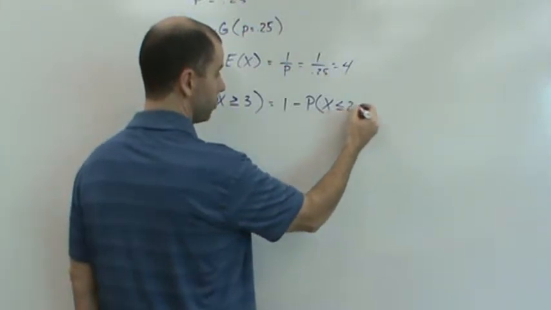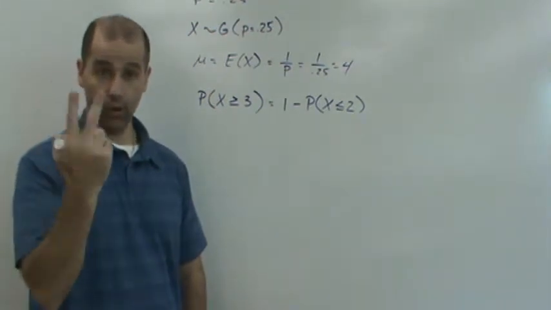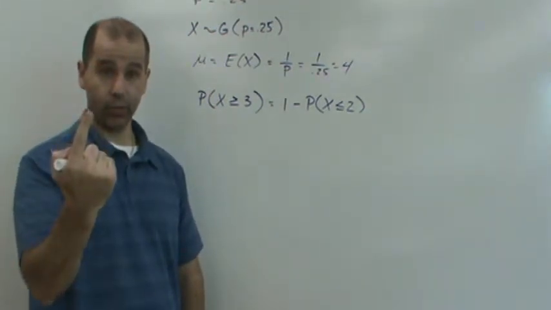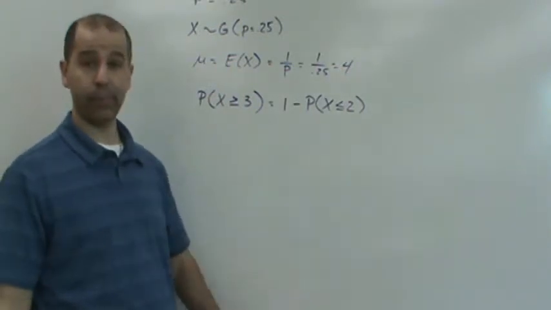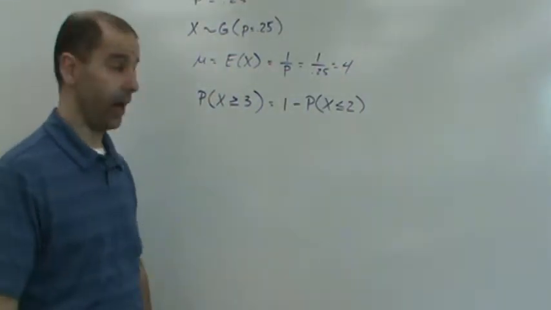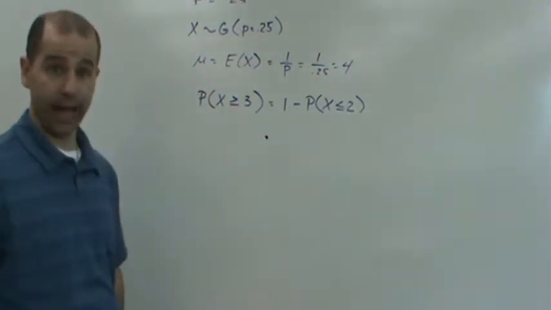Or less than or equal to 2, right? Now, how many probabilities do we have to figure out? Only 2. The probability of x equals 1 and the probability of x equals 2. And then all we have to do is subtract that probability from 1, and we're done. So now, this is another example where the complement rule helps us out.